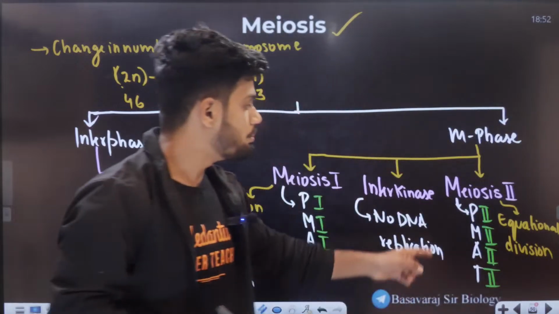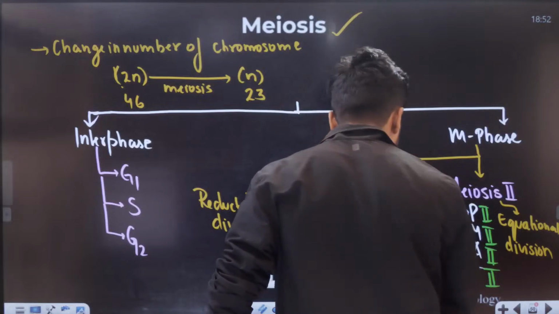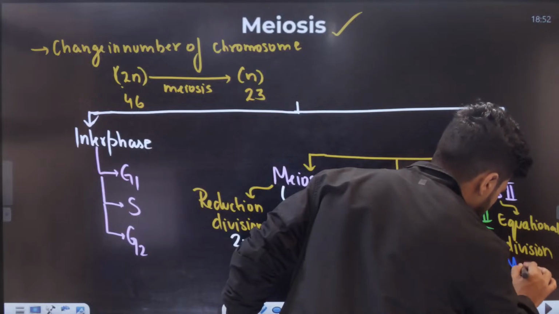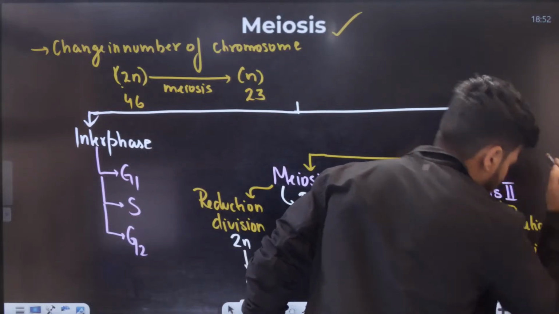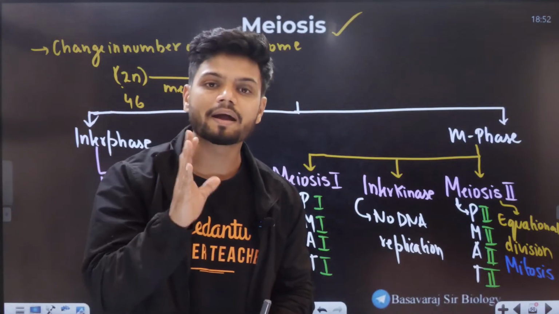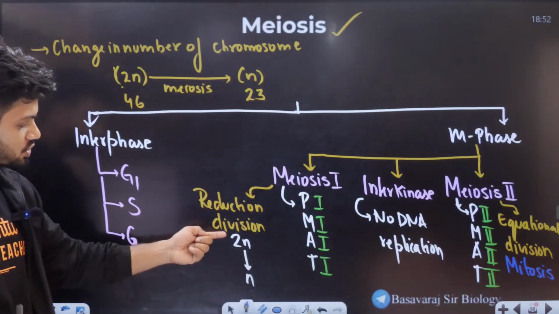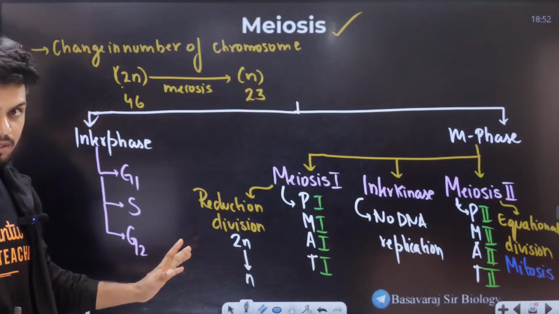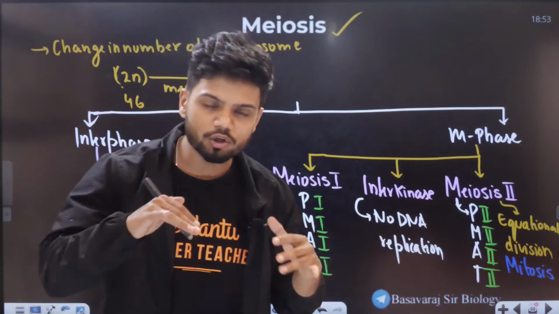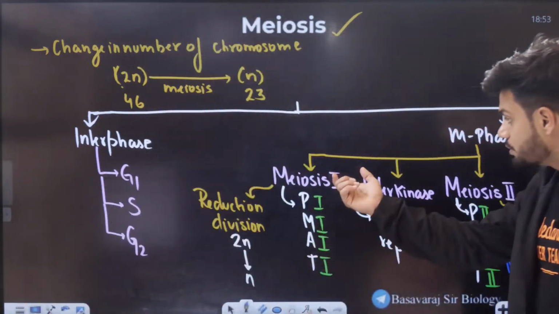So can I tell meiosis 2 is similar to mitosis? It is similar to mitosis. Meiosis 1 is reduction division, where the actual change in ploidy takes place. Other than that, meiosis 2 is just like mitosis. So all you need to do is to understand meiosis 1.